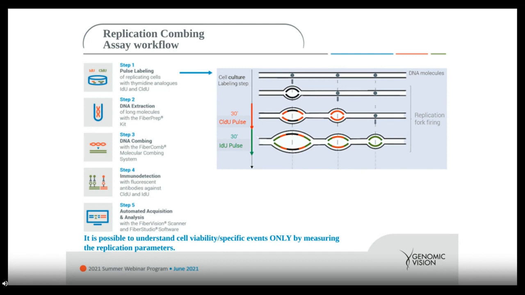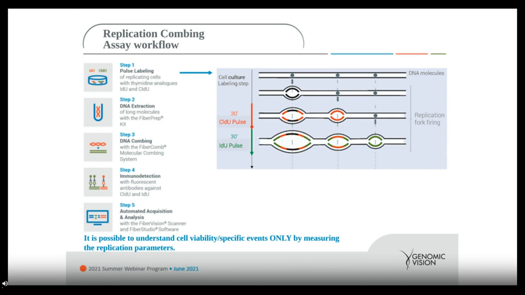So basically, we will pulse for 30 minutes with the first nucleotide. In this case, it's CldU in red. What we will see is that replication has already fired on the first bubble in the time we use the red. It's exactly at the same time when we use the red in the second bubble, and the third bubble hasn't been fired yet.